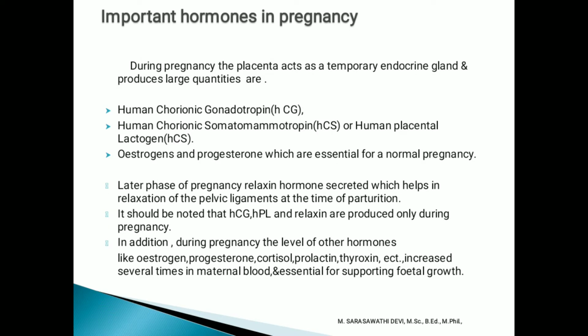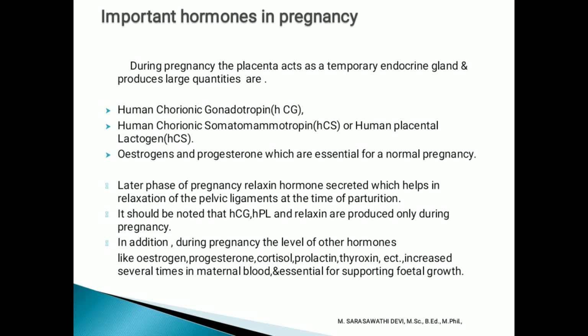Important hormones in the pregnancy. During pregnancy, the placenta acts as a temporary endocrine gland and produces large quantities of human chorionic gonadotrophin, HCG, human chorionic somatomammotrophin, HCS, or human placental lactogen, HPL, estrogen and progesterone, which are essential for the normal pregnancy.